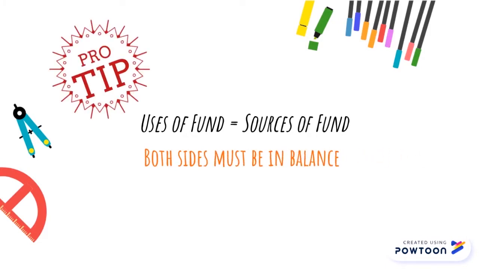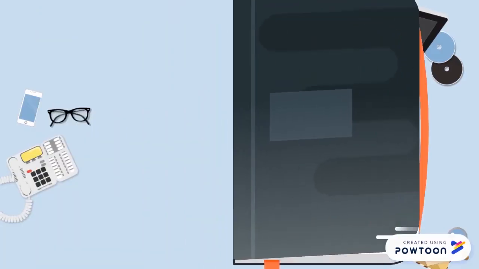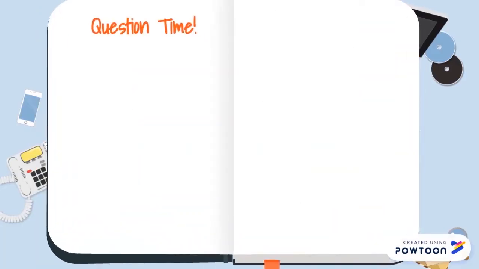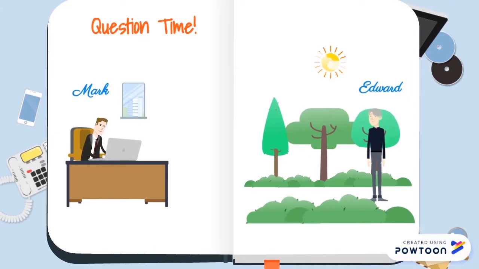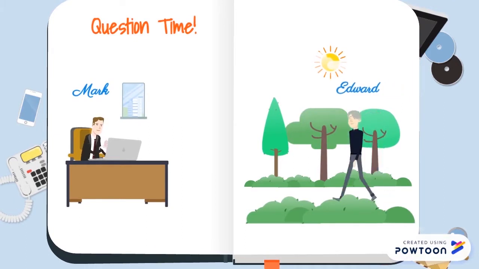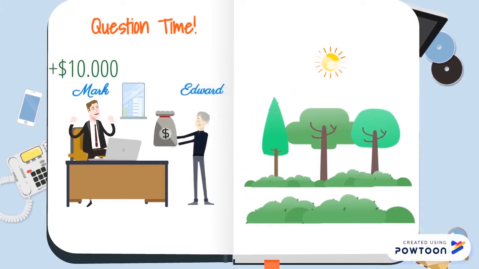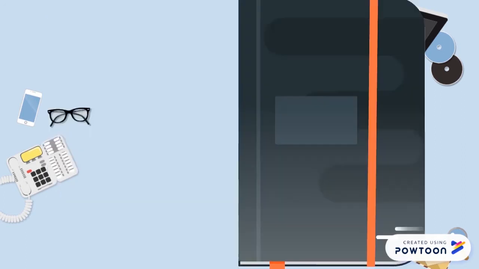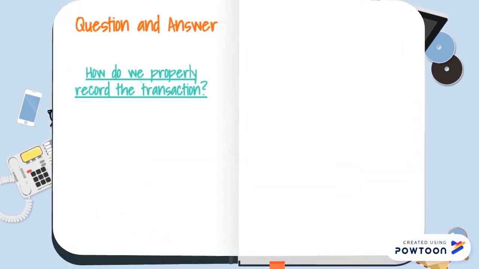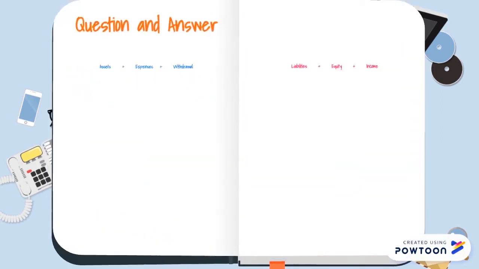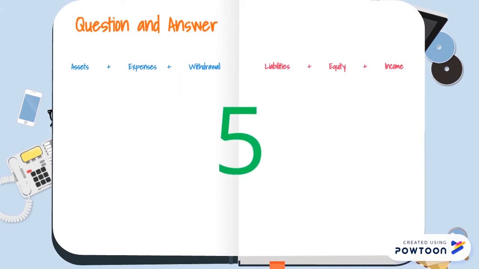Now it's time to review the knowledge you got from this video by answering a question. Edward is the owner of a business, and Mark is the CEO of the business. One day he decided to give Mark $10,000 in cash as a capital. So how do we record the transaction? I'll give you 5 seconds to solve the question. Try to remember the things you've learned so far.